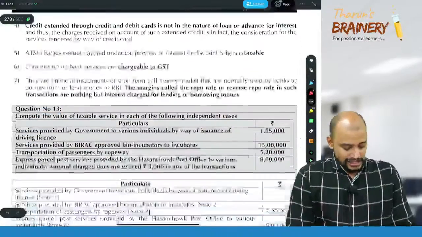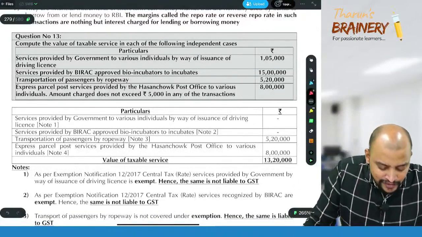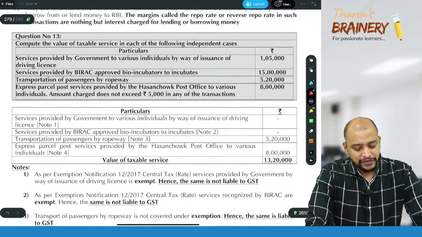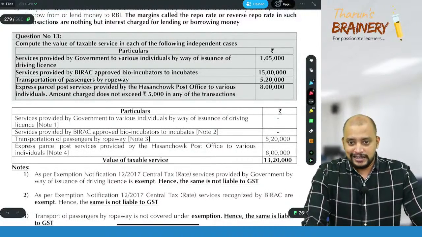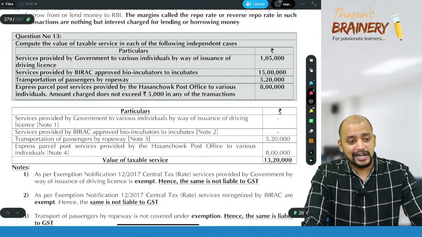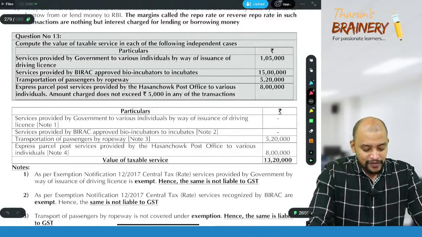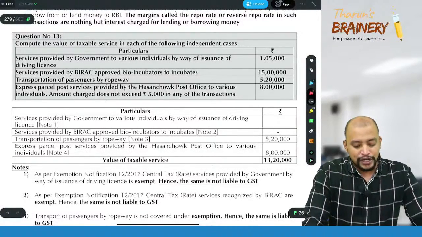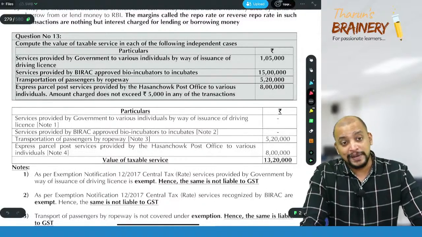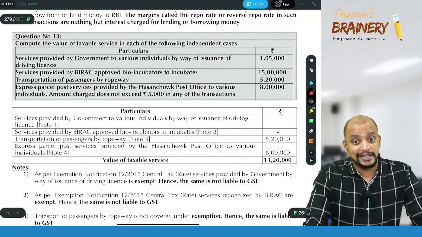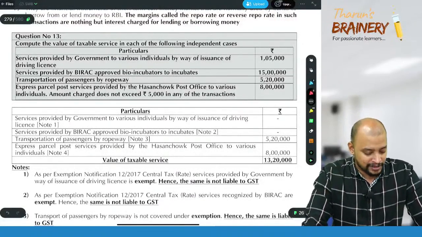Okay. Then next, question number 13. Services provided by government to various individuals by way of issuance of driving license. Five certificates: birth, death, driving license, visa, passport, exempted. Services provided by BIRAC approved bio-incubators to incubates, approved incubators, exempted. Incubator, if they are recognized by Government of India, exempted.